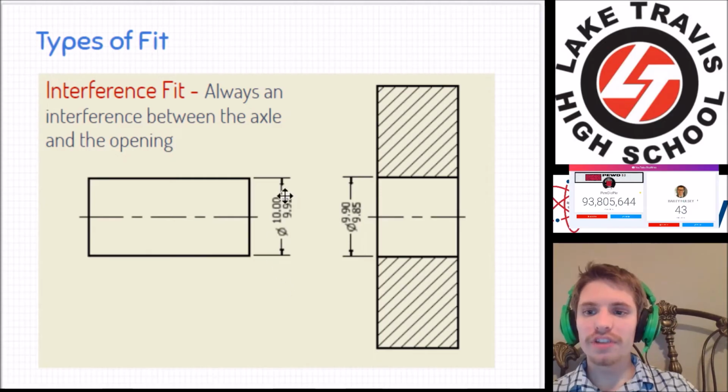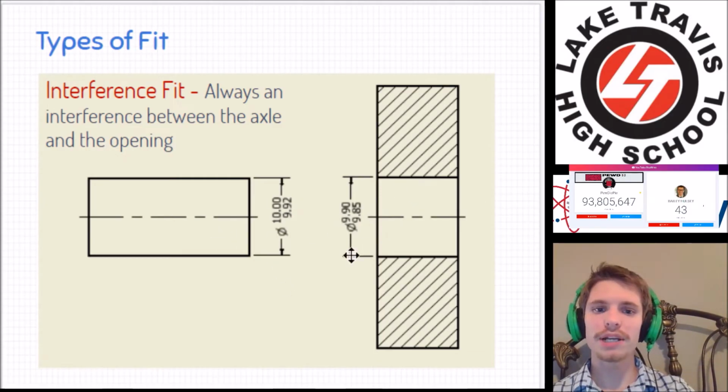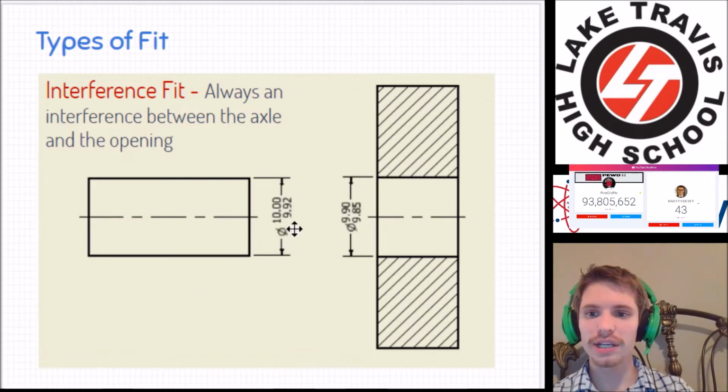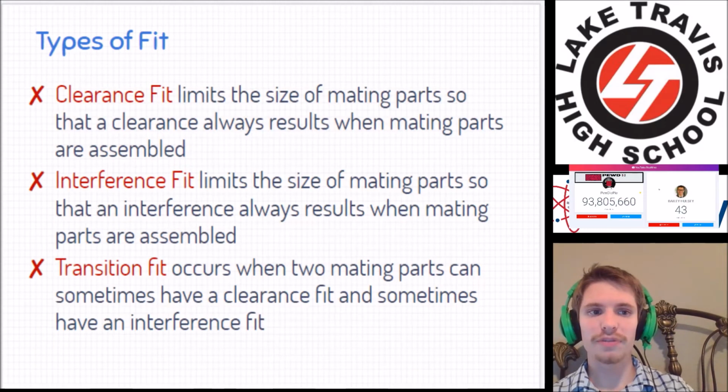So there's always interference. Even if we make this as small as possible and we make the opening as big as possible, it's still going to interfere. So how small can it get? 9.92. How big can this get? 9.90. So there's still some interference, and that interference is calculated to be 0.02.